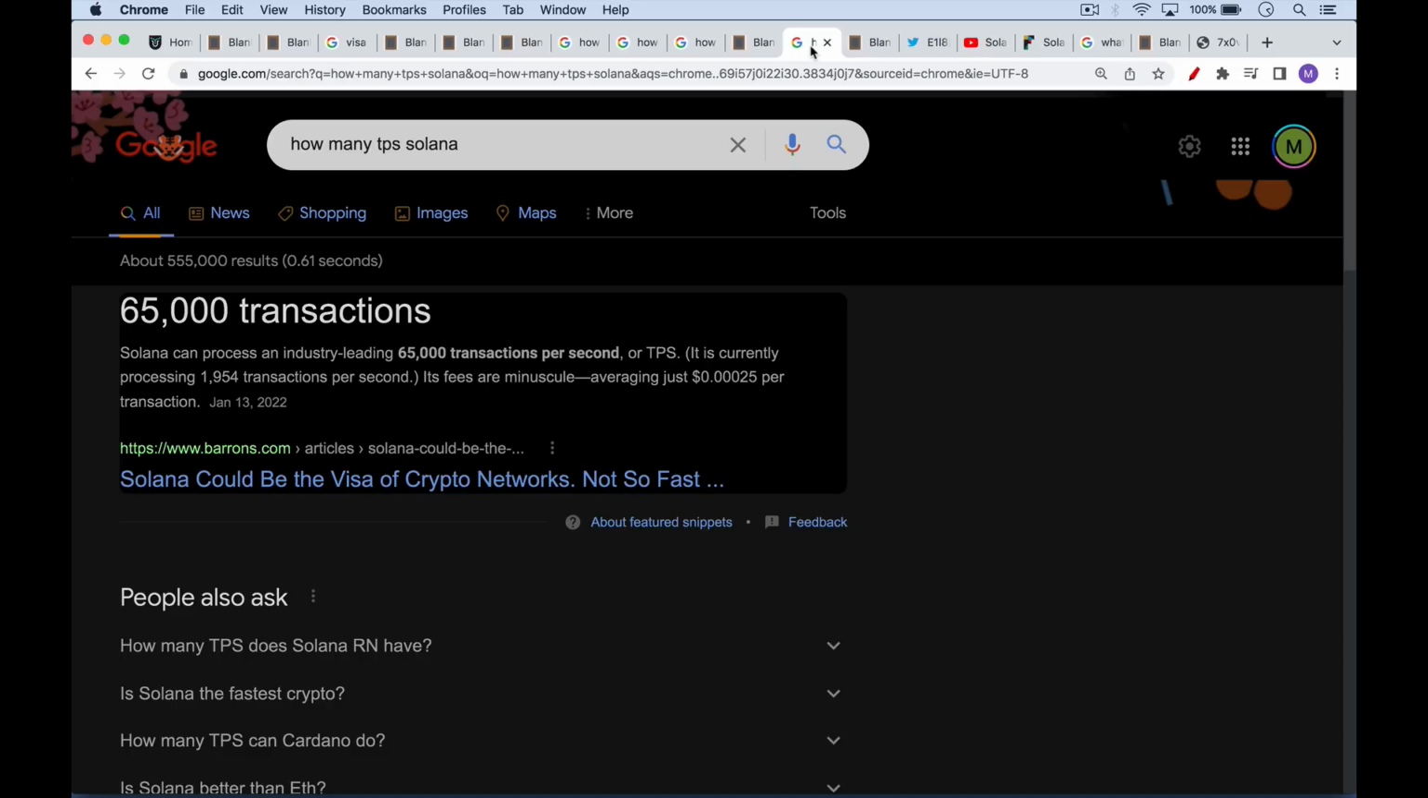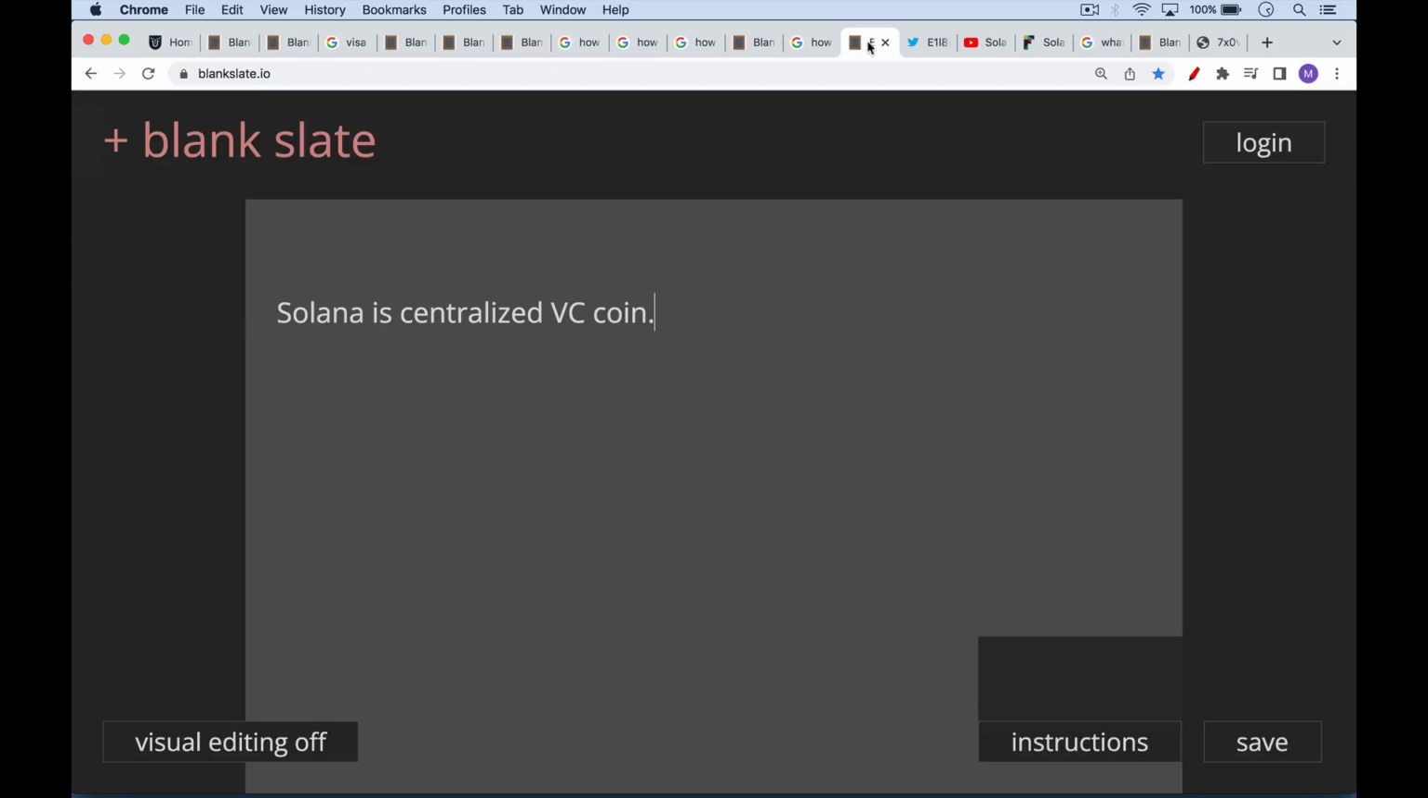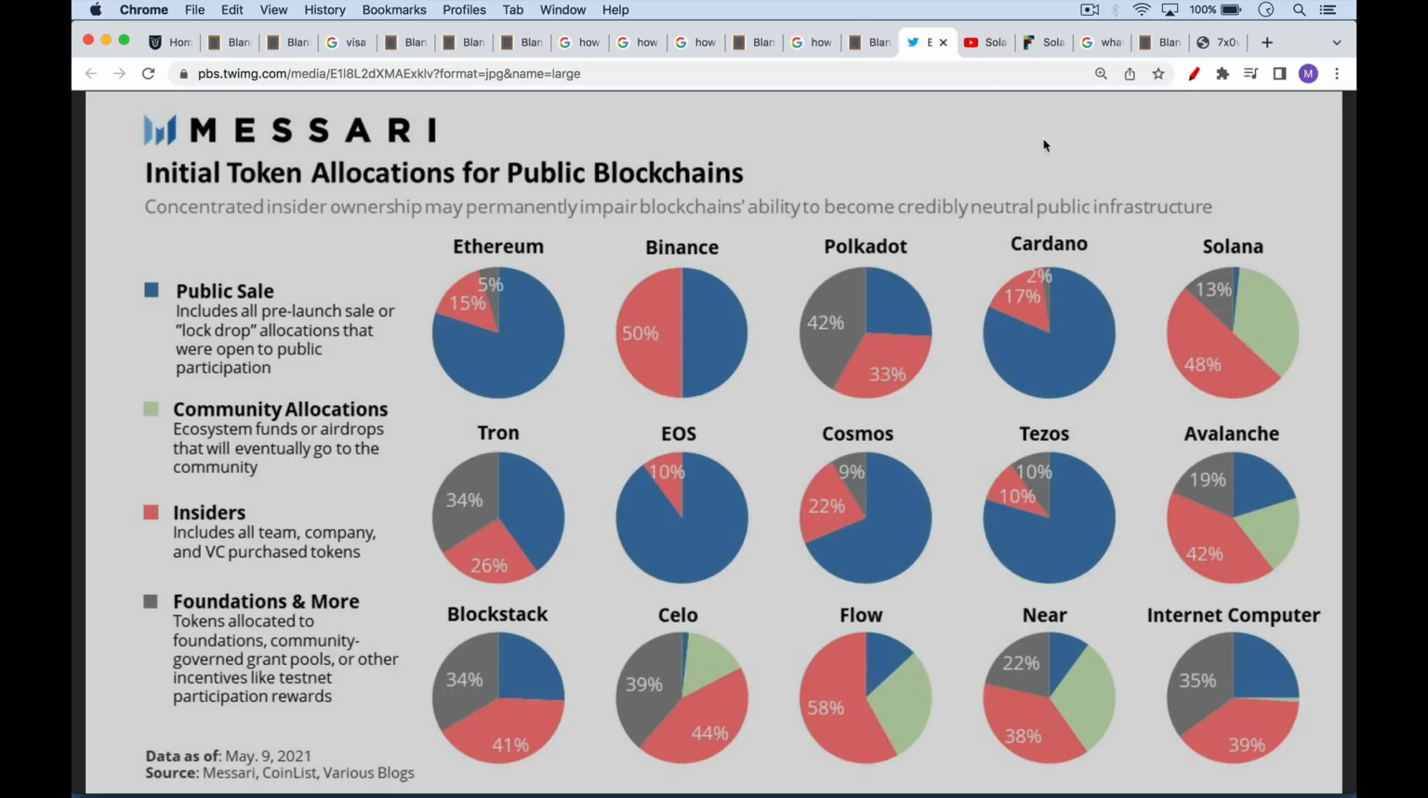Then we have all these altcoins, so-called ETH killers. For example, Solana, which we've talked about a lot on this channel, says that they can do 65,000 transactions per second, or TPS. And this may or may not be true, but Solana itself is a very different animal. It's a centralized venture capitalist coin. It had a very large pre-mine, a large insider allocation.